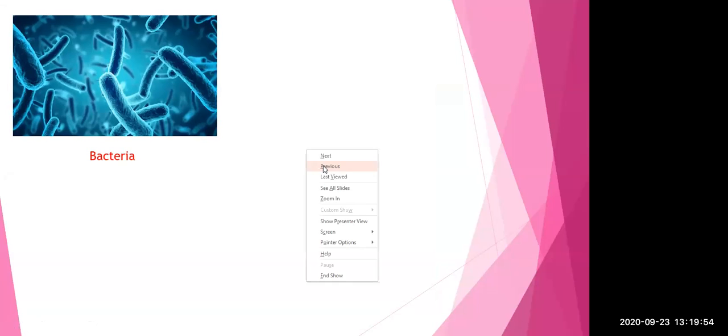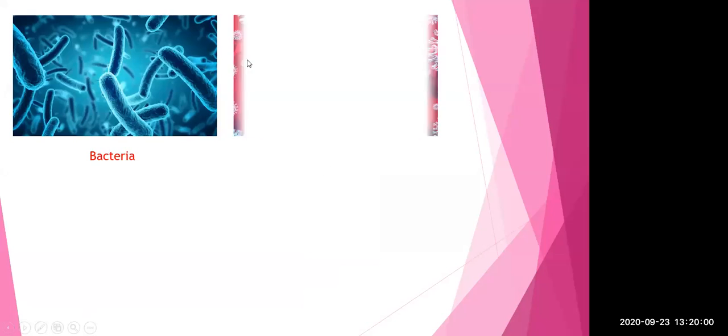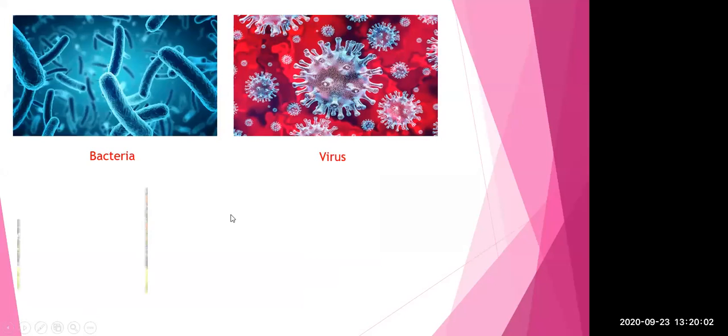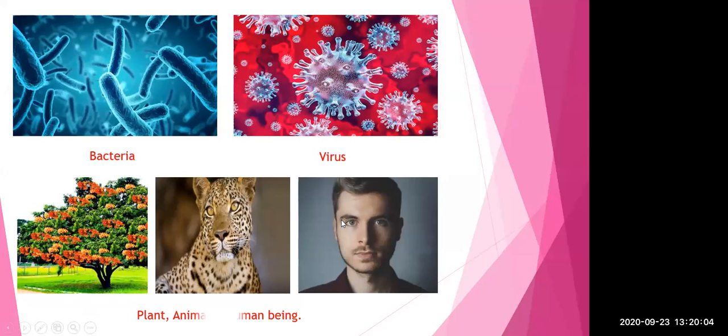So this DNA is present in all the organisms. It is present in bacteria, it is present in viruses, all plants, animals, human beings. So the DNA is present in all the organisms, and the structure of the DNA is also the same in all the organisms with some differences, right?